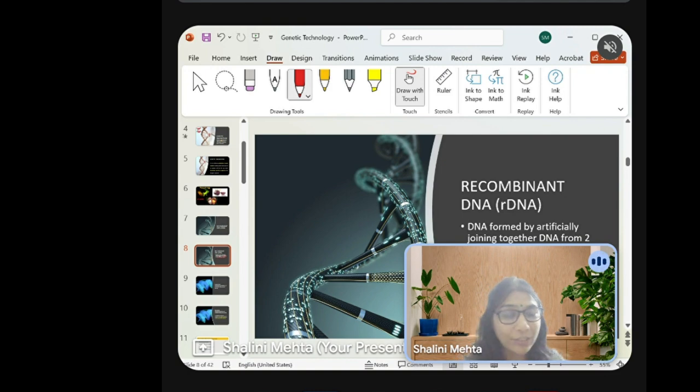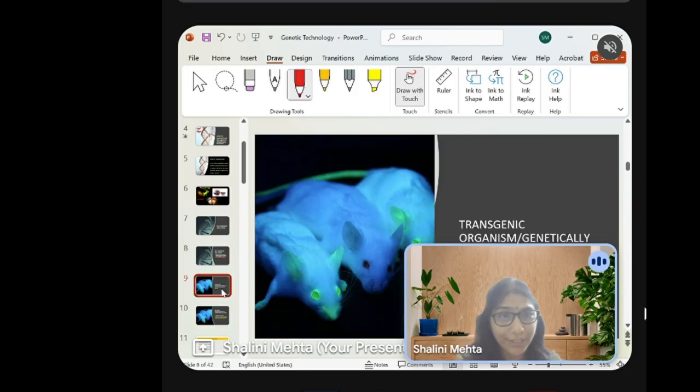I hope I'm clear to everyone here, right? So recombinant DNA is formed by joining the DNA from two different species. Now, an organism that expresses a gene from another organism, for example these mice, which are expressing the fluorescent gene from jellyfish, right? This kind of organism we refer to as a transgenic organism or a genetically modified organism.